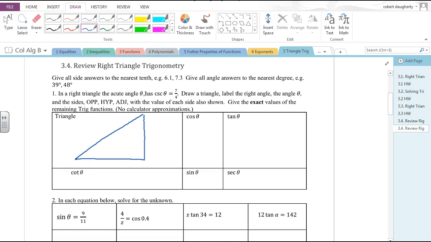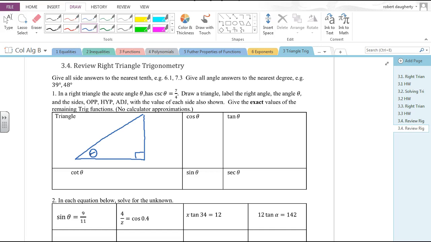So the right angle, here's my right angle. I draw that. And it says the angle theta. It can be either of the acute angles that are remaining. So I'm choosing the one on the left. You could choose the one on the top. Does not matter. It has a cosecant of 7/4.